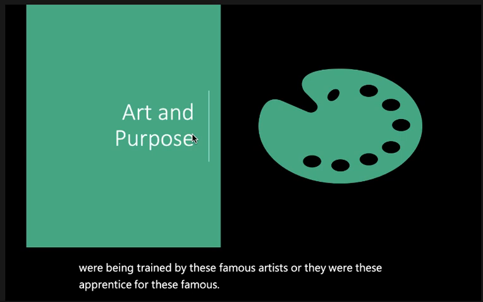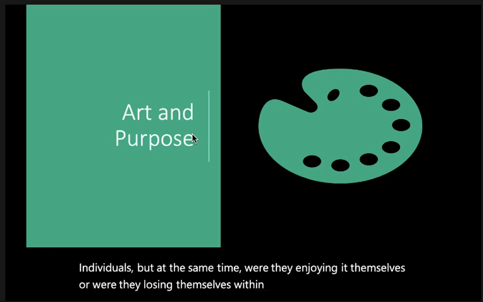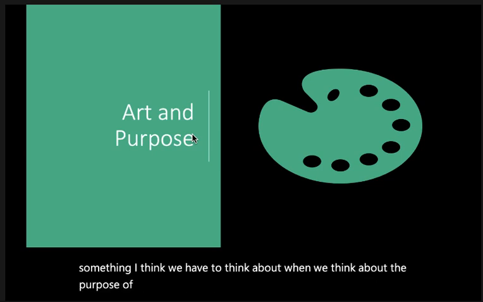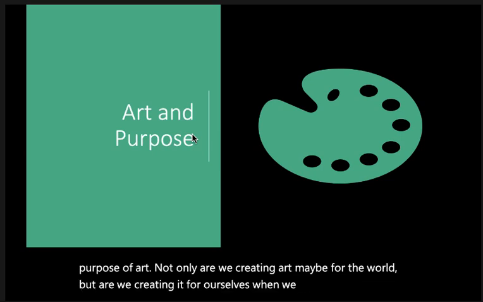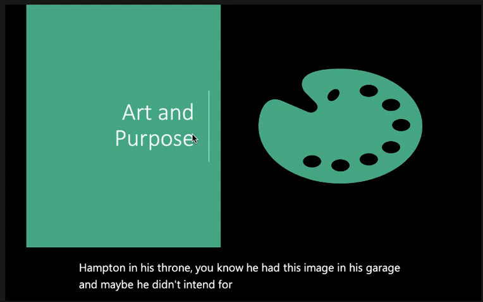But at the same time, were they enjoying it themselves, or were they losing themselves within their art? That's something I think we have to think about when we think about the purpose of art. Not only are we creating art maybe for the world, but are we creating it for ourselves? When we think back to Jack Hampton and his throne, he had this image in his garage, and maybe he didn't intend for anyone to see it. The purpose was for himself.